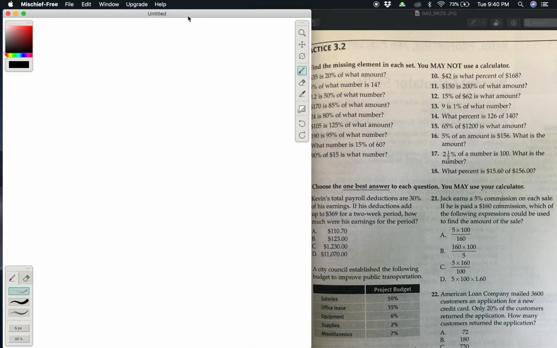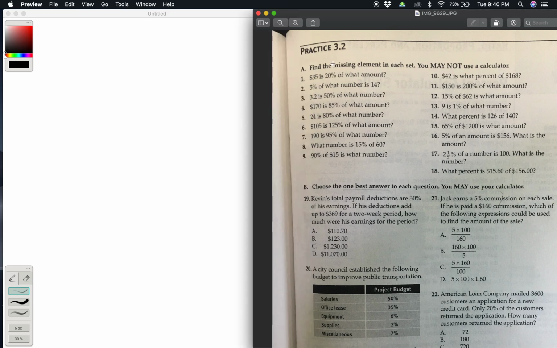Okay, so number 1 here is $35 is 20% of what amount? So we have $35. We know that it's 20% of the total amount, so we know that this is only part of the total amount. So you always divide the part by the rate.